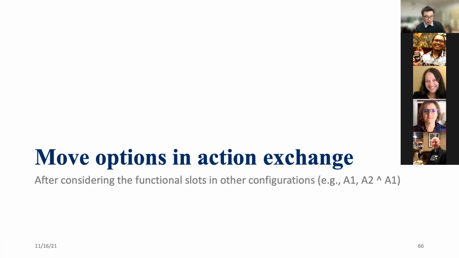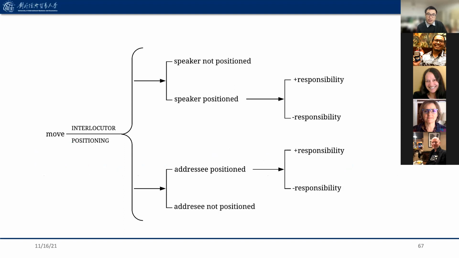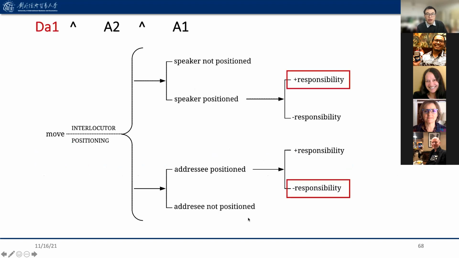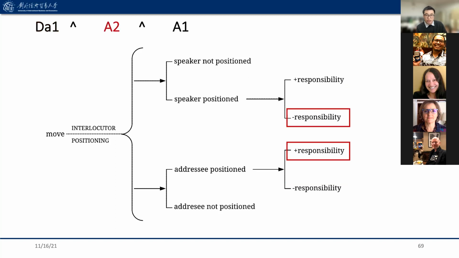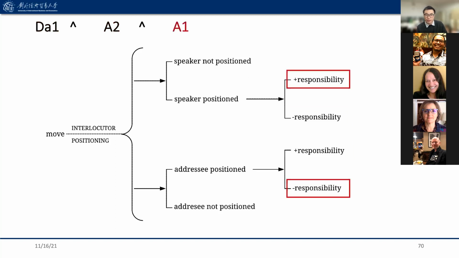So after considering all the possible structures, here is the move system I'm proposing. This system comprises two parts. The first part is about the speaker. So the speaker may not be positioned in either way, or they may be positioned. When they are positioned, they would be positioned as responsible or not responsible. And for the addressee, the addressee might be positioned as responsible or not, or the addressee may not be positioned in either way. Now, if we take a look at the small exchange we just looked at, the DA1, A2, A1 structure, at DA1, the speaker position responsibility is selected and the addressee position not responsible is selected. And at A2, the opposite options are selected. And then at A1, the same options are selected.